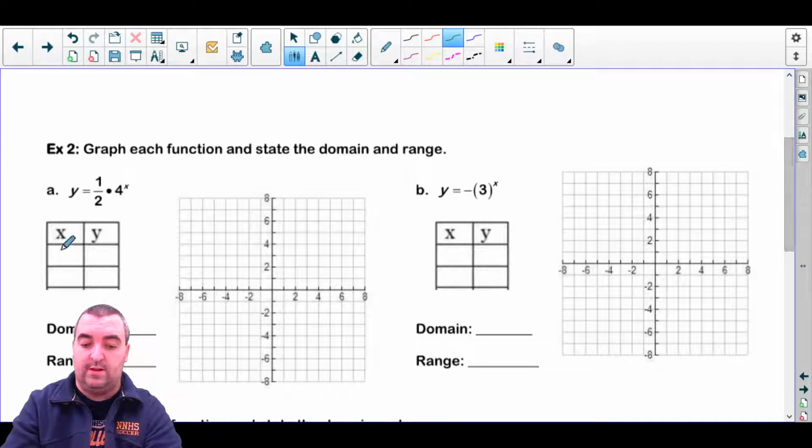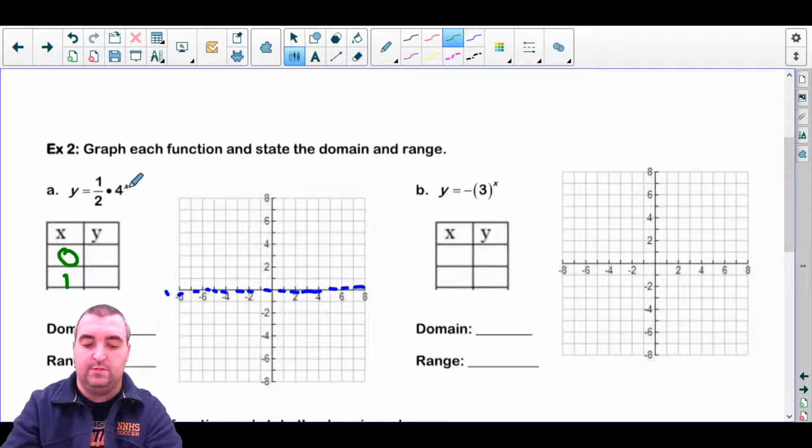You can notice here I only have 2 spots because I kind of said the 2 main points you care about are 0 and 1. If you need more, feel free to plot more. Because there's no vertical shift, my horizontal asymptote is still on the x-axis. Okay, so that will only change if there's some sort of vertical shift.